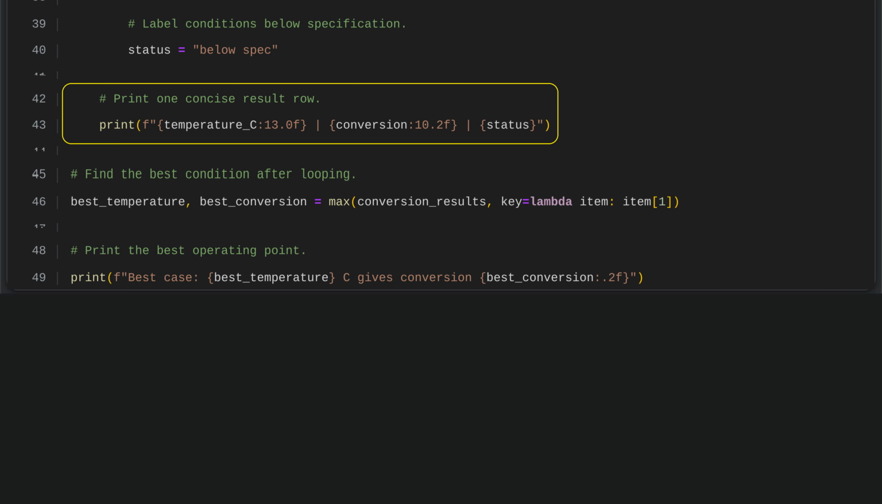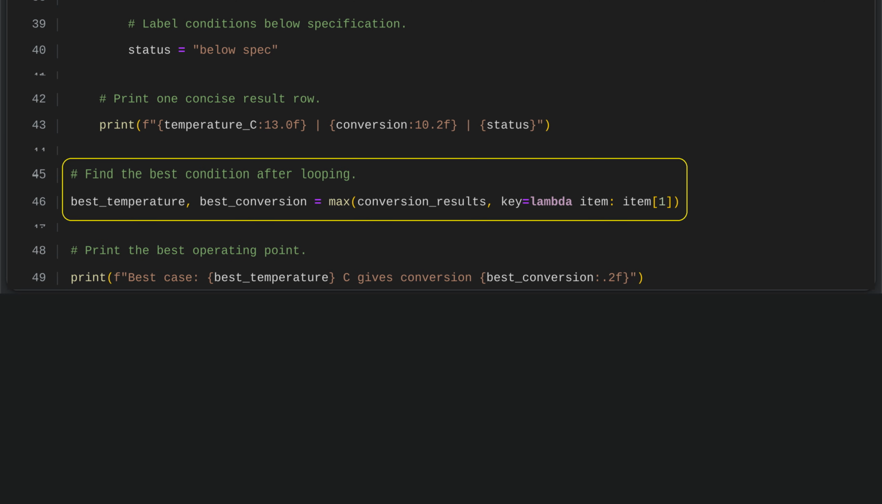This line prints a neatly formatted summary of each condition, showing the Celsius temperature, the converted value, and a status label. The temperature appears as a whole number. The conversion uses 2 decimal places, and the status indicates whether the condition is acceptable or below specification. This makes the calculation results easy to scan and compare.